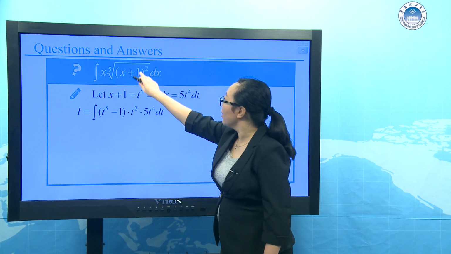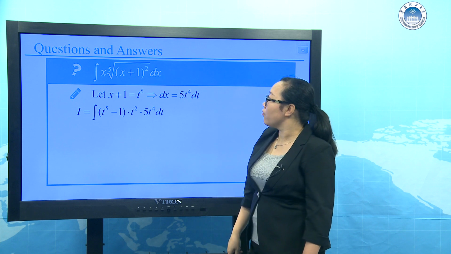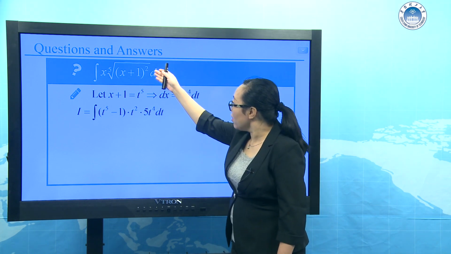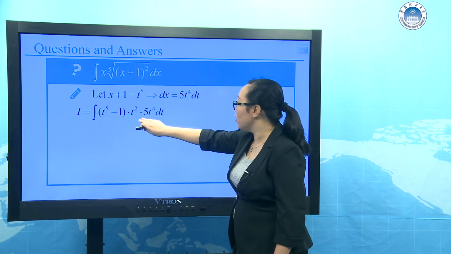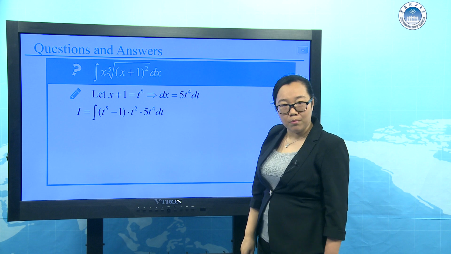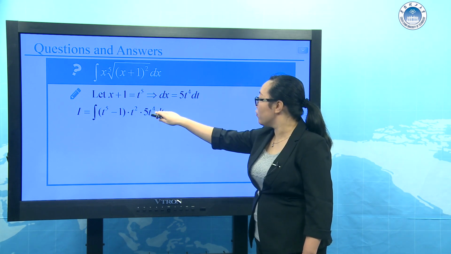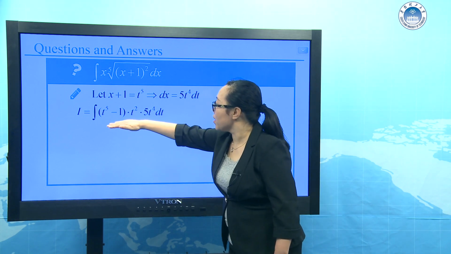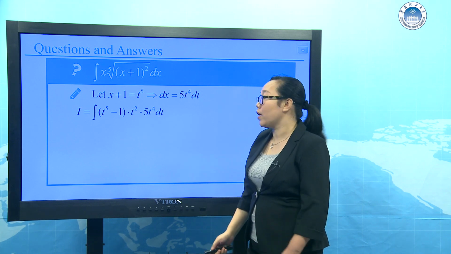Look at and pay attention to this term. x + 1 equals t to the 5th power, so t is the 5th root of x + 1. Then x equals t^5 minus 1, and so dx equals 5t^4 dt. Now the integral becomes a function of t, the same variable.